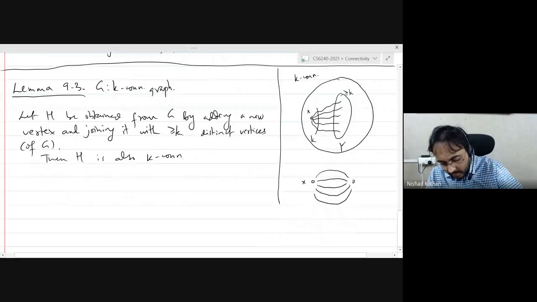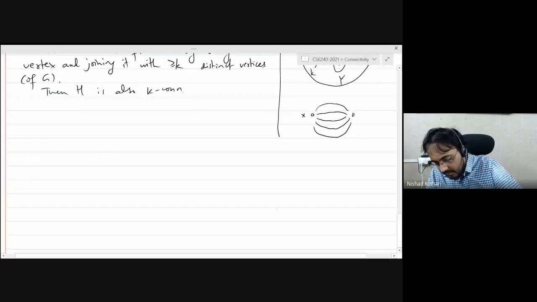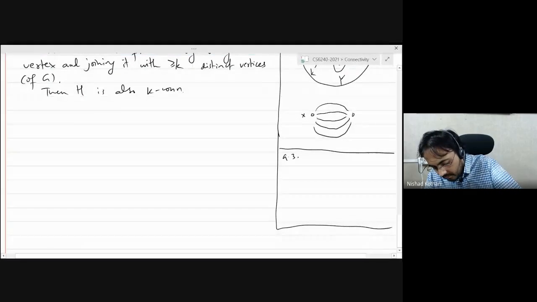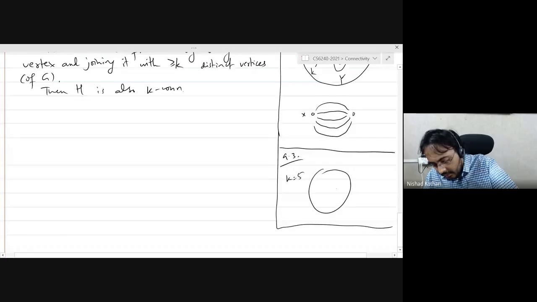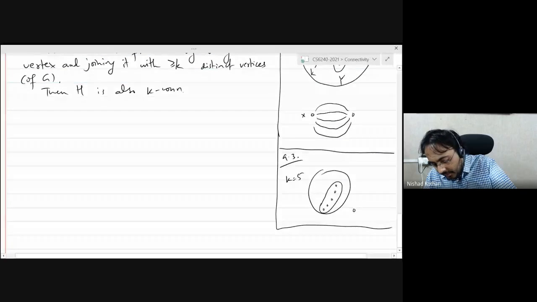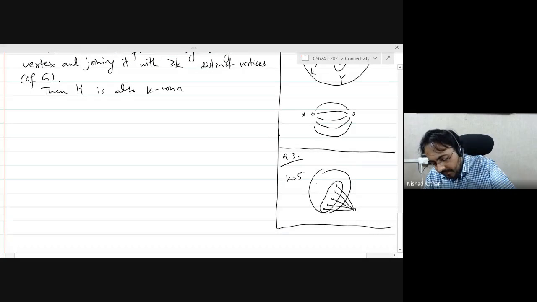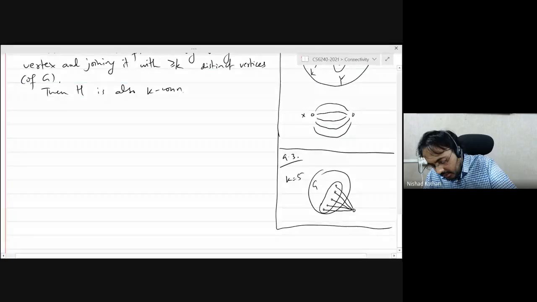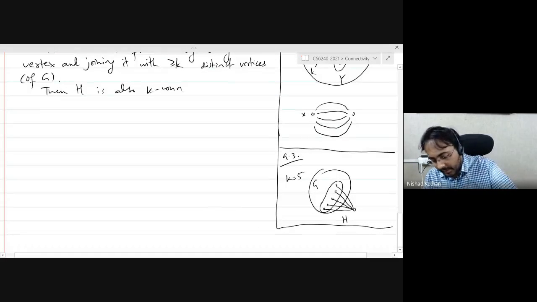So just to give you an example, you take any k connected graph, let's say k is equal to 5. You choose 5 vertices or a bigger set of vertices, doesn't matter. And you add a new vertex and join it to all of these 5 or more vertices. Then this graph H is also 5 connected.